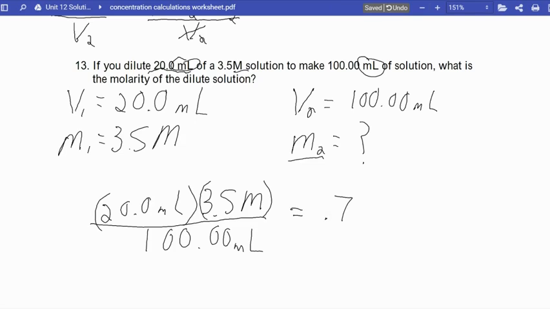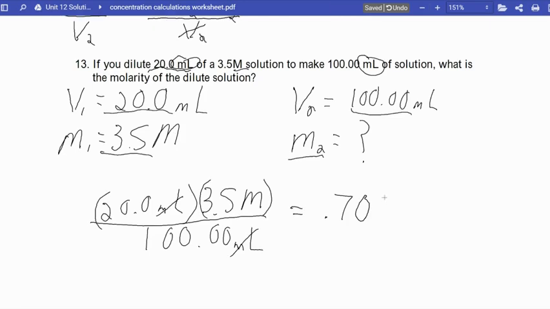Next we have to make sure we do sig figs and our units. This has 5 sig figs, this has 3 sig figs, this has 2 sig figs, so our answer should have 2 sig figs since that is the lowest. Our calculator answer, like I said, was 0.7. That only has 1 sig fig, so we have to add another sig fig. And then we put our units. Milliliters cancels out, so we're left with molar, and we're solving for M2, so our units are molarity. So 0.70 molar is our final answer.